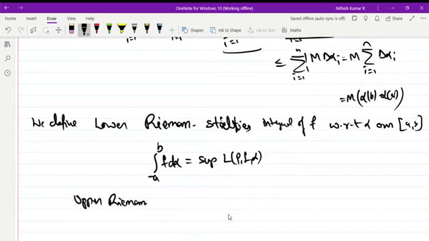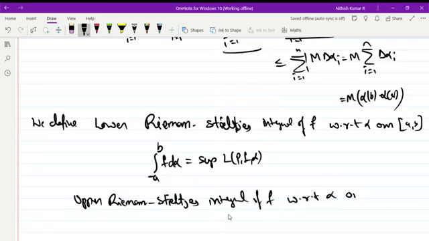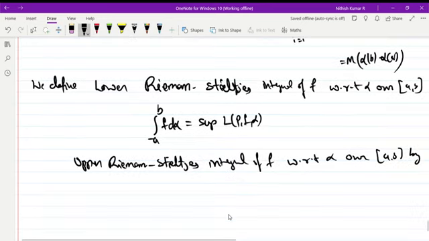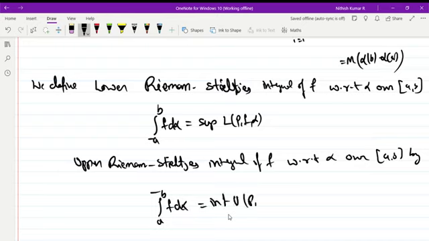And the upper Riemann Stieltjes integral of f with respect to alpha over the closed interval [a, b], by integral a to b, with an overline to represent the upper Riemann Stieltjes integral of f d alpha, is the infimum of U(P, f, alpha).